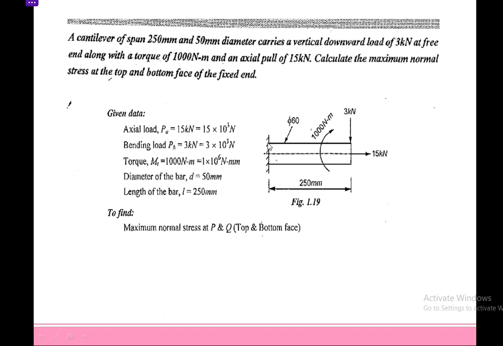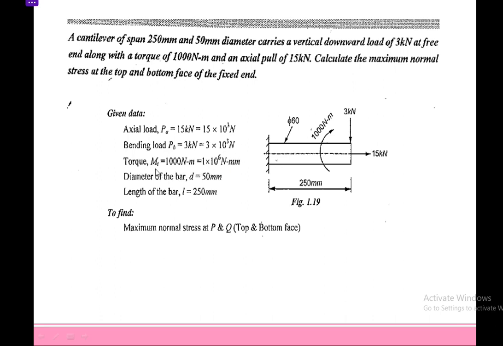So while calculating the principal stress at this point, we have to consider all three loads in an individual manner. First, the axial load is given, that is 15 kilonewton. We have to convert it into Newton, so that is 15 into 10 power 3 Newton. The load acting in a downward direction will be considered as bending load. The bending load is 3 kilonewton, that is 3 into 10 power 3 Newton.